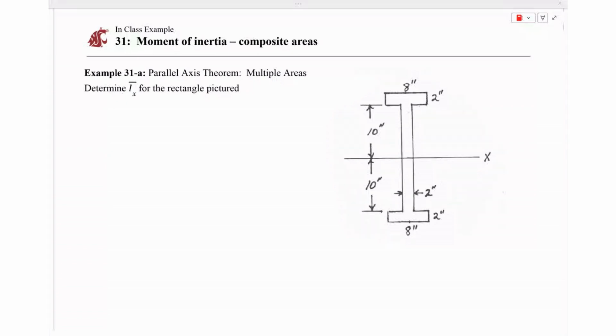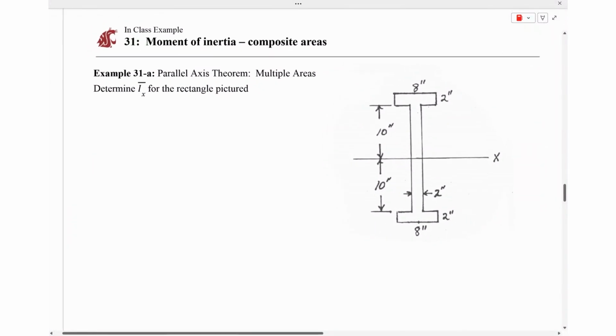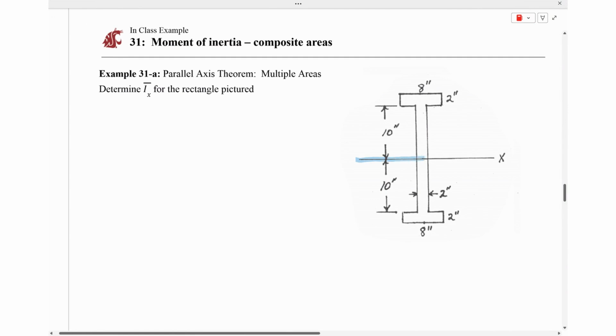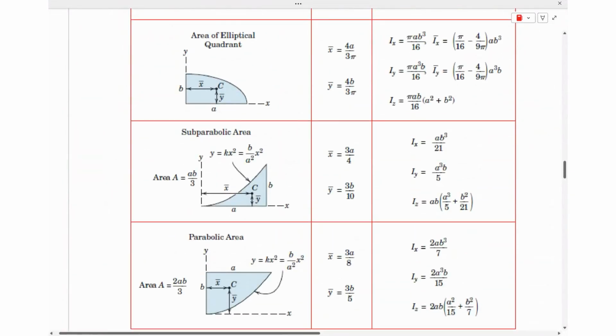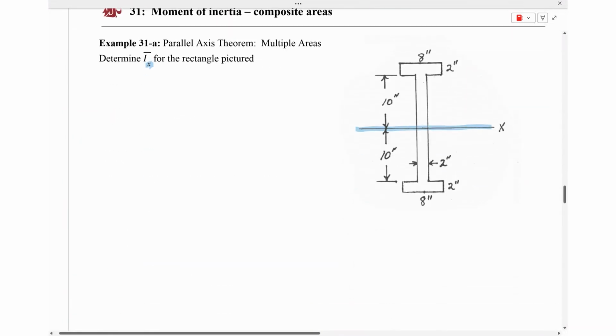All right, in this video, we're going to look at trying to find the moment of inertia for this I-beam around the x-axis here. So we're looking for the x-axis. As you look at this, we're going to say, hey, there's nothing in our table that looks like an I-beam. So we need to break it up into a composite, basically a built-up beam with different sections to it.